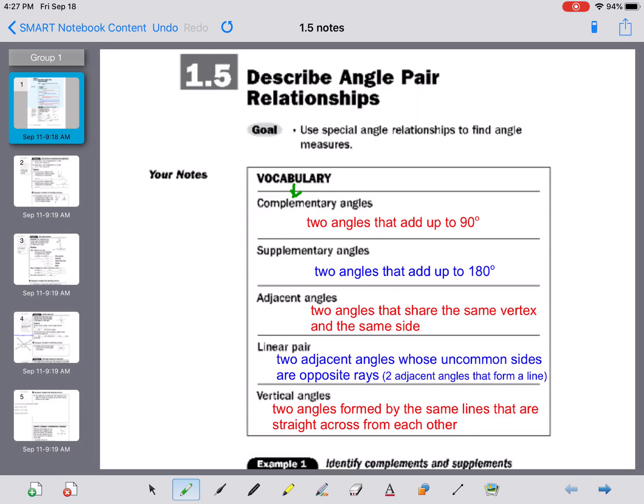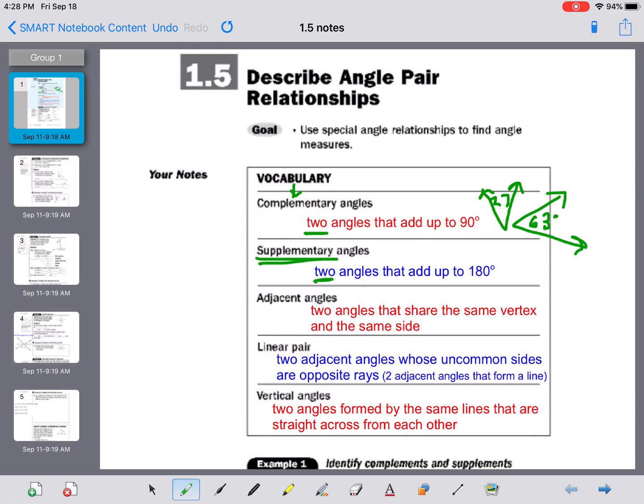So these are two angles, only two angles, always two angles, never any more than two angles, that add up to 90 degrees, okay? So you have one angle that might be 27. Then you have another angle over here that needs to be 63, and together they add up to 90 degrees. Those are complementary angles. Supplementary angles, two angles that add up to 180.